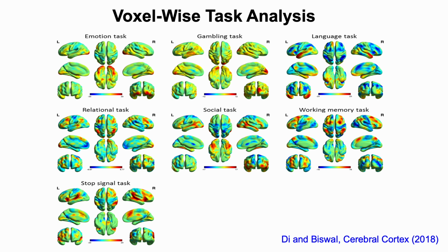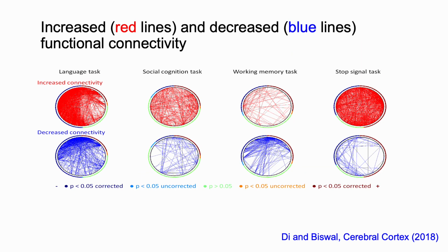After doing this analysis, what we find is that there is widespread both positive and decreased connectivity for the different tasks: the language task, social cognition task, working memory, and stop signal task. And depending on the task condition, these increased or decreased connectivity seem to change.